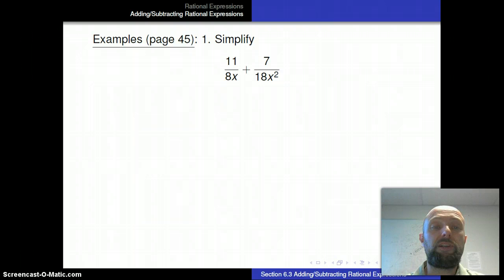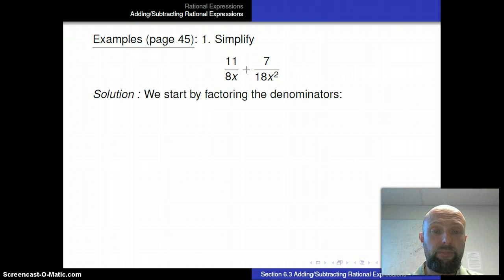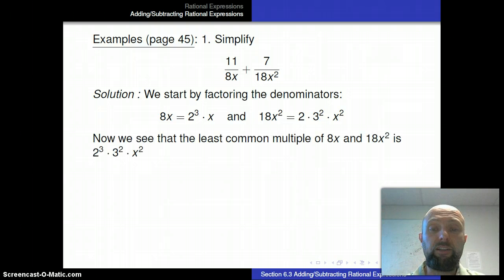Let's illustrate this with the examples on page 45. Question 1. Simplify 11 over 8x plus 7 over 18x squared. We start by factoring the denominators. 8x is 2 cubed times x, and 18x squared is 2 times 3 squared times x squared. So we see that the least common multiple of 8x and 18x squared is 2 cubed times 3 squared times x squared, which is 72x squared.